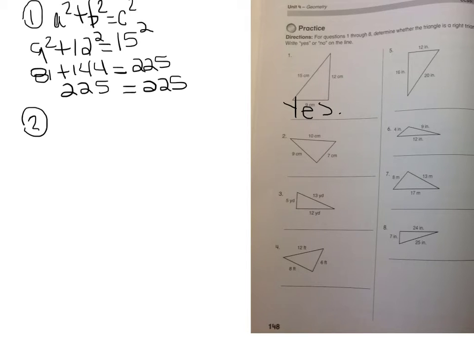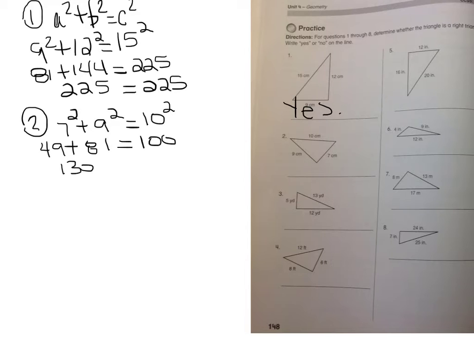Number 2, 7 squared plus 9 squared equals 10 squared. 7 squared is 49 plus 81. Does it equal 100? 130 does not equal 100. So my answer for number 2 is no. That is not a right triangle.